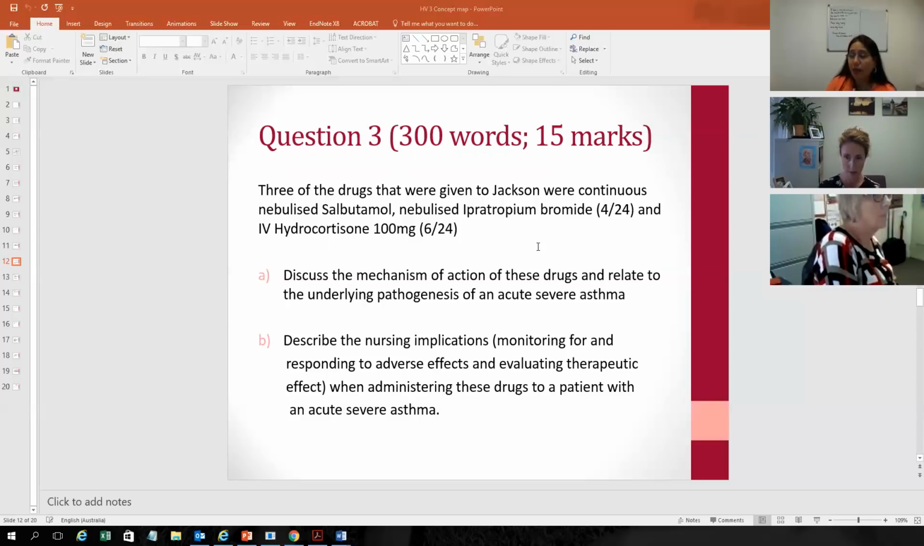A, discuss the mechanism of action of these drugs. That means there are three drugs. So what's the mechanism of action for each of these drugs? And relate to the underlying pathogenesis of an acute severe asthma. B, describe the nursing implications when administering these drugs to a patient with an acute severe asthma.